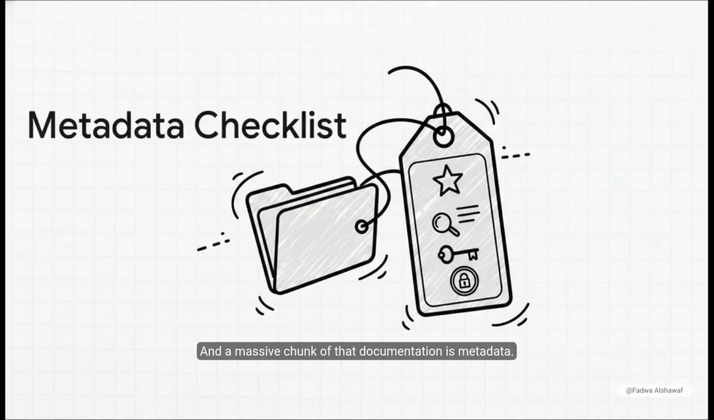And a massive chunk of that documentation is metadata. Metadata is essentially structured information for discoverability and interoperability. It's basically the data about your data. To make sure everything works smoothly together, you should really stick to a simple, highly effective metadata checklist. You need a clear dataset title, creator names with identifiers like your ORCID, a really rich description of the data, standardized keywords or subject terms, and obviously your licensing info.